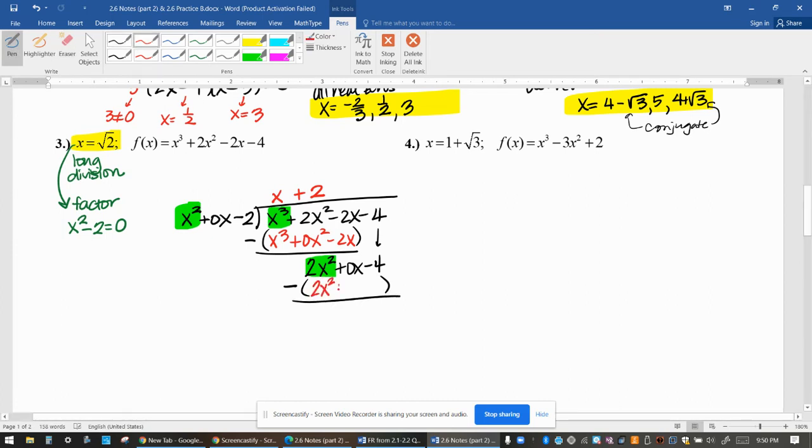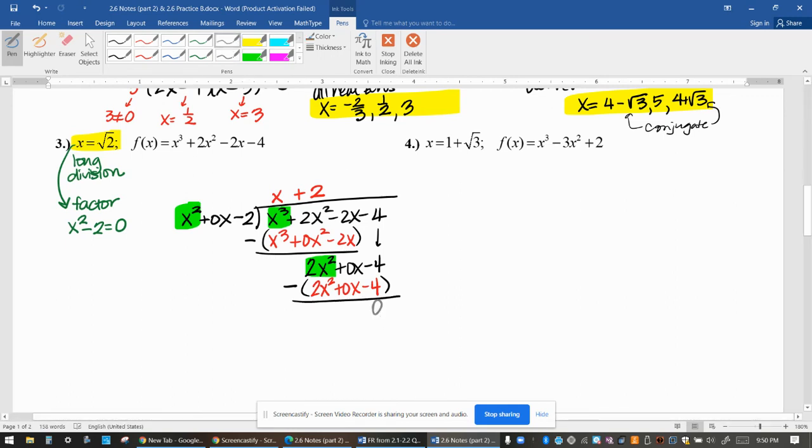2x squared plus 0x minus 4. 2x squared minus 2x squared is 0. 0x minus 0x is 0. And negative 4 minus negative 4 is 0. So the remainder is 0 here.